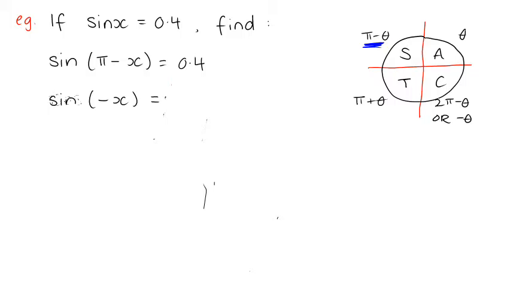Okay, this time find sine of negative x. It's the fourth quadrant. It's this one here. It is negative. So it's just negative 0.4. Because we know in the fourth quadrant, only cosine stays the same. Tan and sine become the negative value.